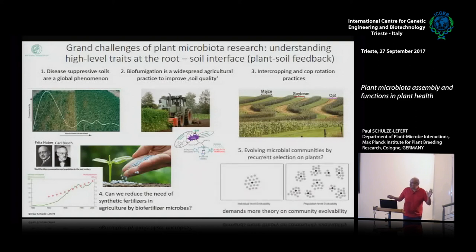And last, not least, in the whole field of plant microbiota, but also human microbiota, we need more theory on community evolvability. We now have a very nice theory on the evolution of individuals. We also have population genetics, very advanced in bacterial microbiology and also in plant genetics. But how communities evolve, taxonomically, we don't know that. So all I want to say is that this is research for the next 50 years.